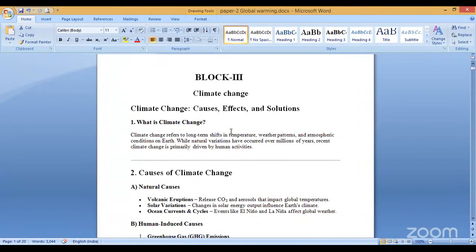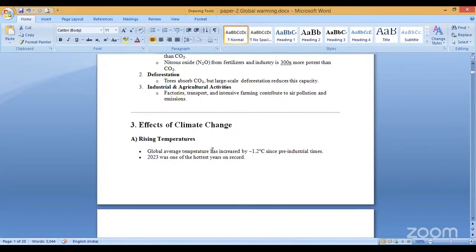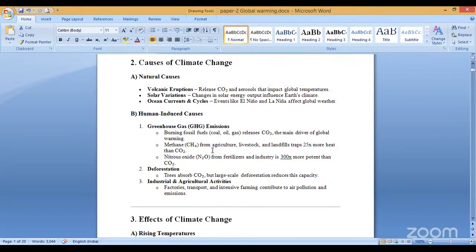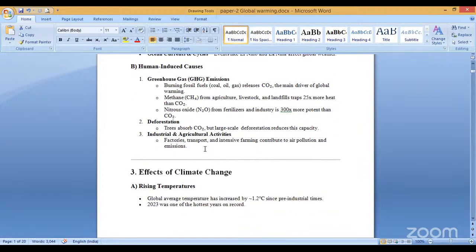We discussed Block 3, climate change. In yesterday's class, we covered the climate change causes, effects, and solutions. First is what is climate change, and next is the causes of climate change. In the causes, there are two subheadings: the first is natural causes, and the second is human-induced causes. The third is the effects of climate change.